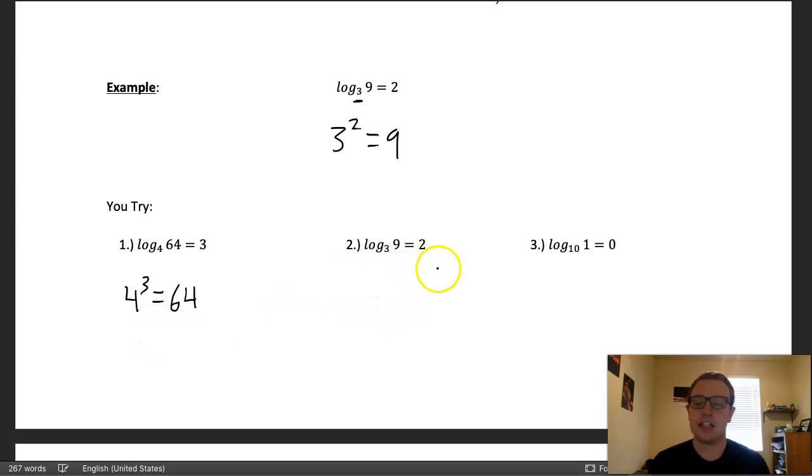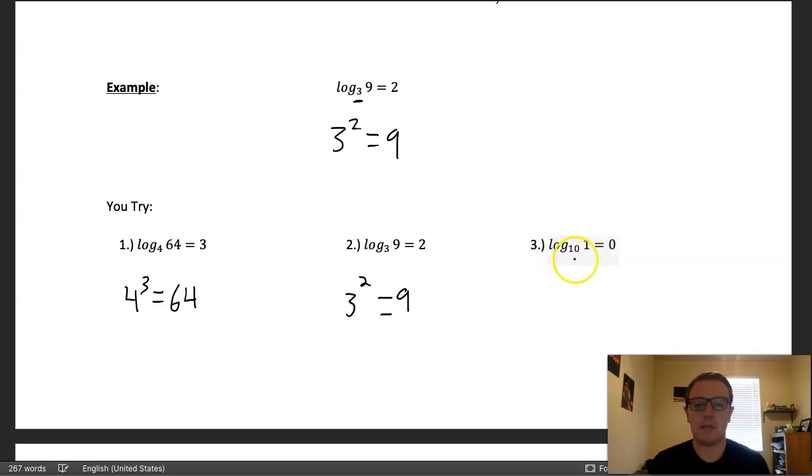Okay. Log base 3 of 9 is equal to 2. How would we write that as an exponent? So the base is 3, we move the base over to the other side. It becomes our power, or our base of our exponent. So 3 squared is equal to 9.